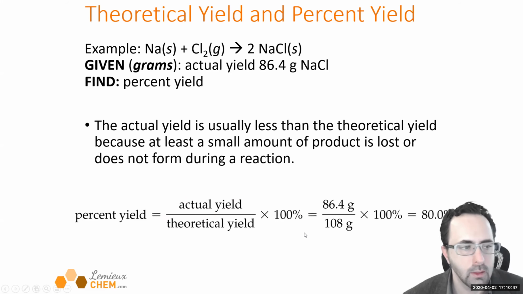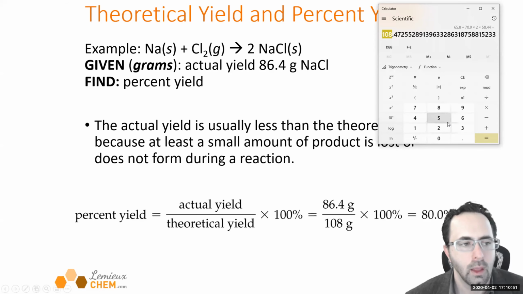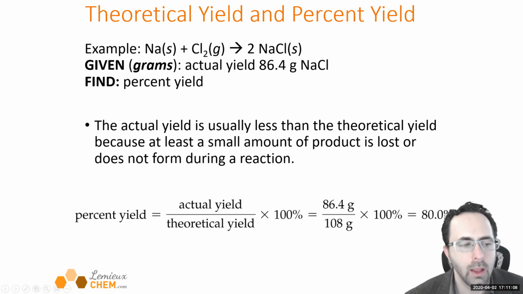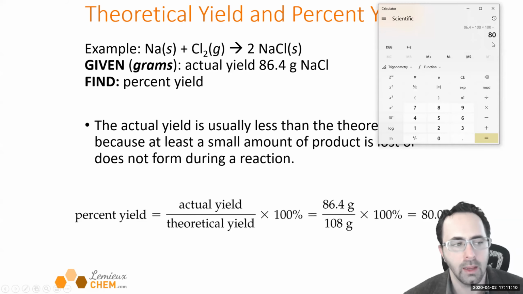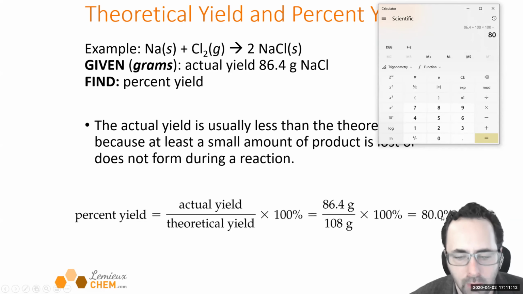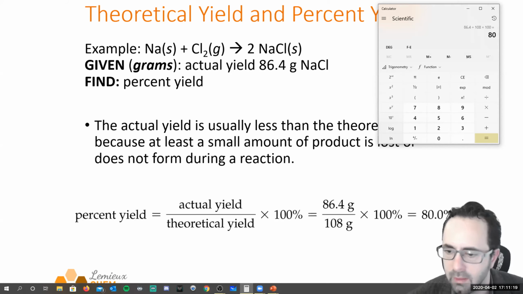And if we calculate this, let's bring up our calculator. We have 86.4 divided by 108 times 100. And that gives us 80, or 80.0. Our calculator told us 80. Why did we write 80.0? Three sig figs, right?